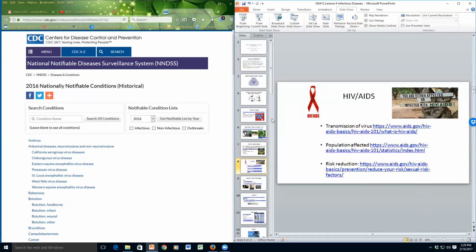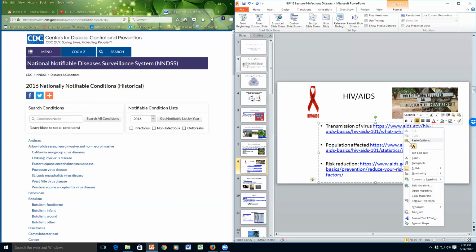So the first disease we want to talk about briefly here is HIV/AIDS. I think it's very important to recognize that this is a global health problem, not just in the United States, but also in many parts of the world. For example, in Africa, it has reached epidemic proportions. So we're going to look at how the virus is transmitted.